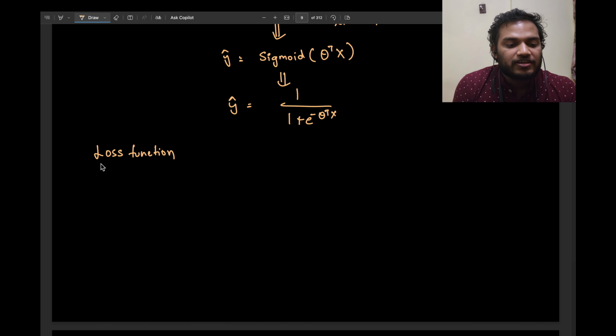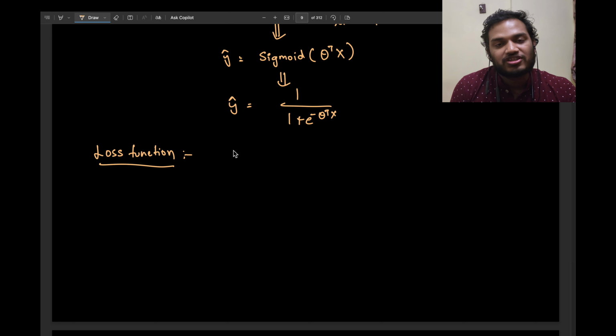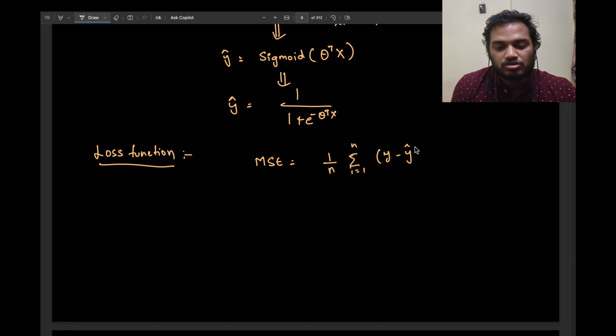In the case of linear regression, what is the loss function that we are using? The loss function that we are using is mean squared error. And what is the formula for that? It is the summation from i equal to 1 to n of (y minus y cap) whole square. What is this y? This is the actual output. And what is this y cap? This is the predicted output.